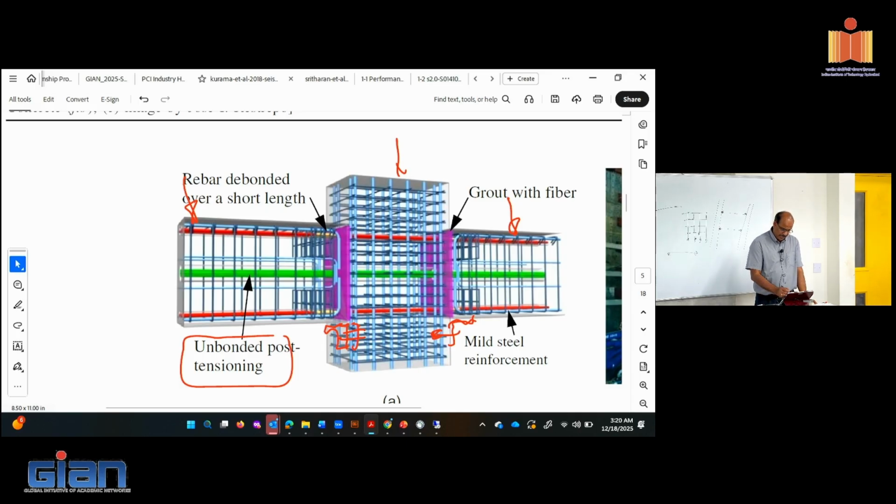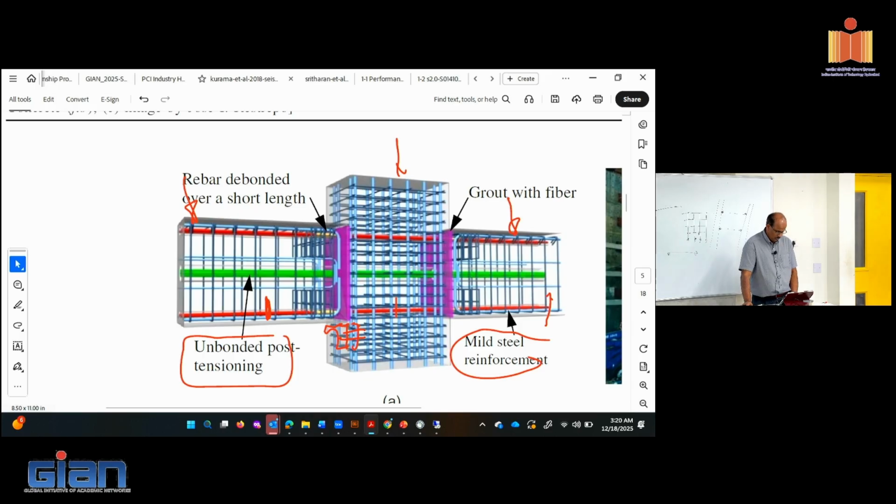On top of that, you can see that there is a mild steel put in place. So the mild steel reinforcement is a short rebar that basically goes through. It doesn't have to go all the way, but in this case, you can see from here, you can terminate it here or you can continue to the other side all the way here. That bar has to be grouted in as well.